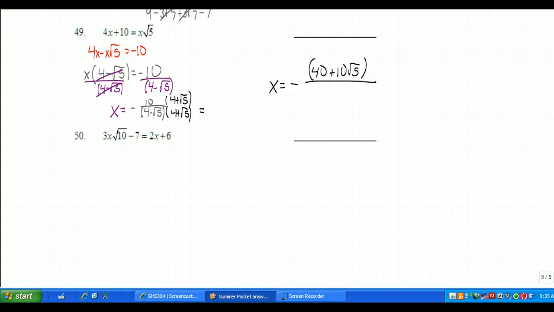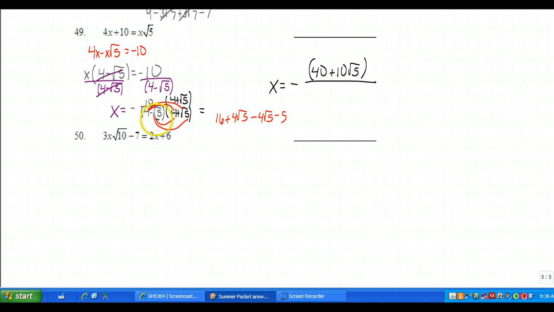And then down to the denominator, do all the distributing. 4 times 4 is 16. 4 times root 5 is plus 4 root 5. Negative root 5 times 4 is negative 4 root 5. And negative root 5 times positive root 5 is negative square root of 25. And the square root of 25 is 5, so it's just minus 5.